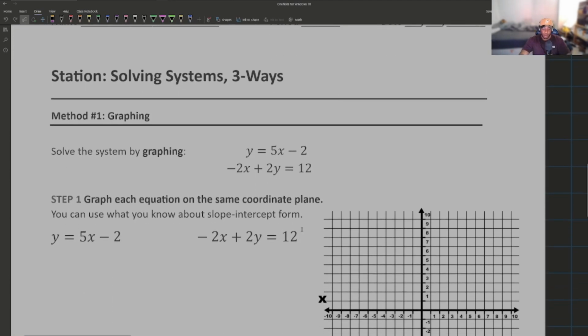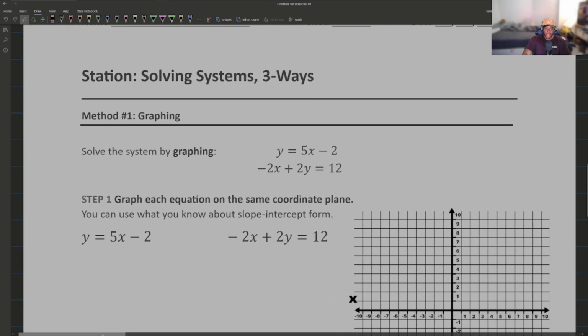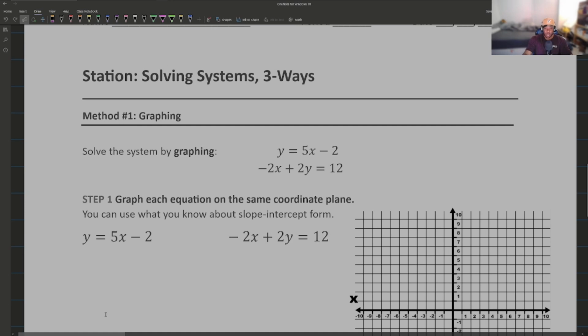If you're doing this as a part of our stations activities for this week, then you should have this worksheet in front of you called Solving Systems Three Ways. For each of the different methods we're about to use, we'll be solving the same system, just to show you that no matter which method you use, you're still solving for the same thing and finding the same solution every time.